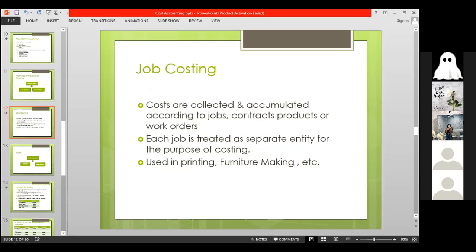So job costing is used for contractual businesses. Costs are collected and accumulated according to jobs. Collected and accumulated meaning that all the costs get added. Everything that you spend on that job or a particular contract gets added, meaning that they get collected and accumulated.